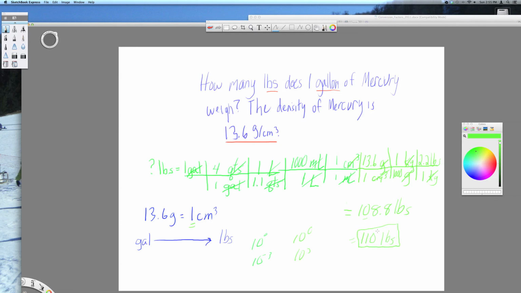So this means that if you have a gallon of mercury, like if you had a gallon of milk, but instead of milk you had a gallon of mercury in there, it would weigh 110 pounds. Hard to believe, but mercury, pretty dense. All right, that's the last dimensional analysis example.